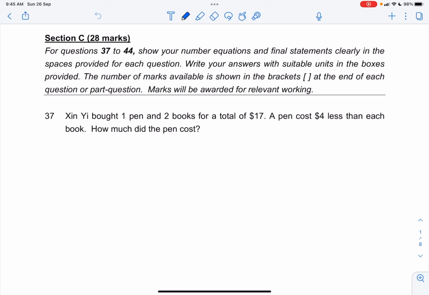For question 37, we have Xing Yi who bought 1 pen and 2 books for a total of $17. And we know that a pen costs $4 less than a book. We need to find the cost of 1 pen. So we can use a model for this. We have 1 pen and 2 books.